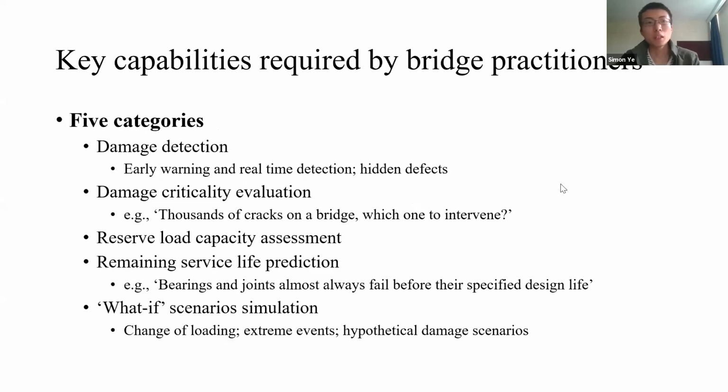I'm running out of time, so I'll just very quickly mention these. So here are some key capabilities required by the bridge practitioners. Damage detection: they're interested in early warning and real-time detection, and also hidden defects. Damage criticality evaluation. For example, there are thousands of cracks on the bridge. Which one should they intervene? Load capacity assessment, remaining service life predictions, especially for bearings and joints. And finally, what-if scenarios, because there is going to be a change of loading, and because of climate change, extreme events in the future.